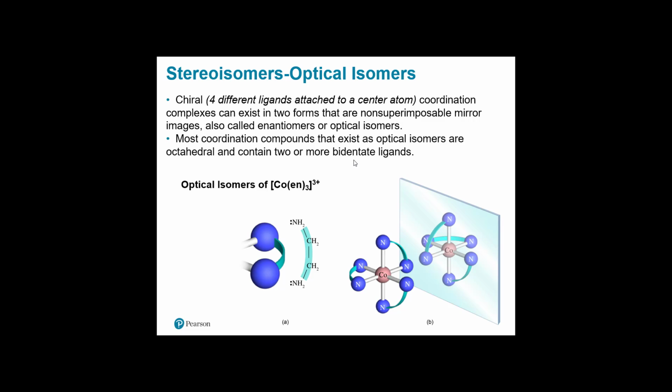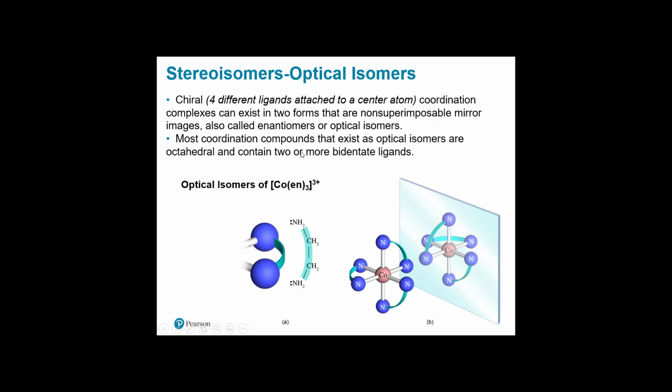What is a chiral center? It means you have a center atom, and it has 4 different ligands attached to the center. And because it has 4 different ligands attached, the geometry may look exactly alike, but when you try to lay them one on top of each other, they are not superimposable. And that's what chirality means.